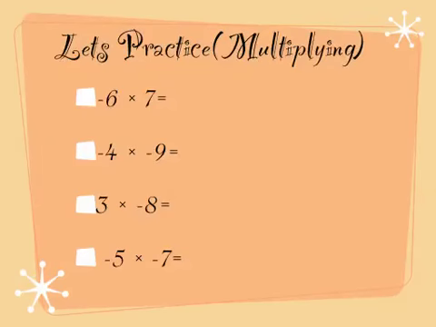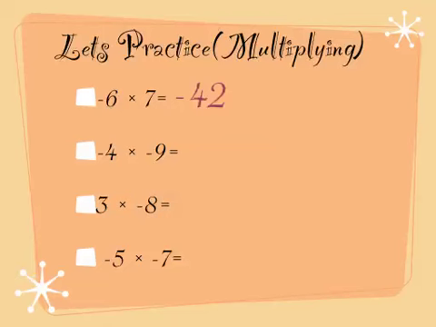Let's practice multiplying. The first example says -6 times +7. Remember, no sign, no negative sign means that a number is positive. Well, here I have a negative times a positive, so my answer is going to be a negative, and 6 times 7 is 42.